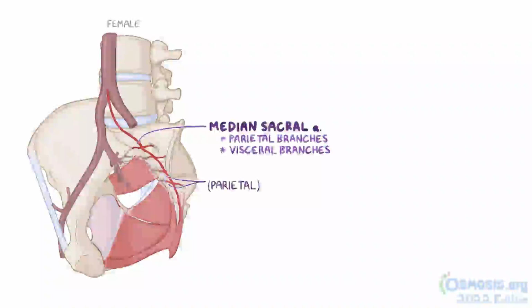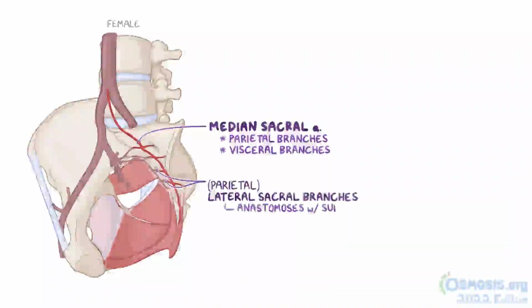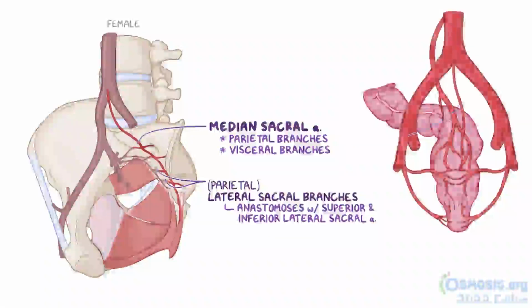The parietal branches are called lateral sacral branches, which run laterally to anastomose with the superior and inferior lateral sacral arteries. Finally, the visceral branches run to the posterior surface of the rectum. There, these branches anastomose with the superior and middle rectal arteries and help provide minor blood supply to the rectum.